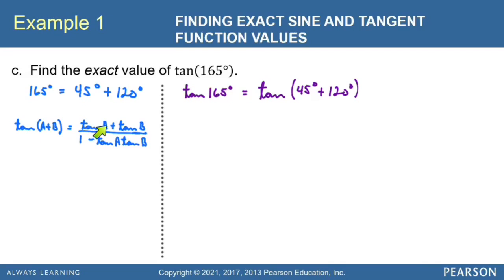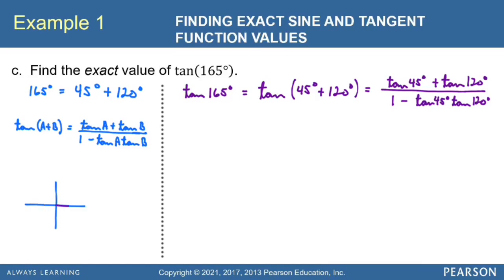The tangent of A plus the tangent of B will be tangent of 45 degrees plus tangent of 120 degrees, and that's all over 1 minus the tangent of 45 degrees times the tangent of 120 degrees. And now we're ready to substitute our known values in here. So we know the tangent of 45, but we might not have the tangent of 120 just off the top of our head. Let's start by looking at a diagram of 120 degrees.